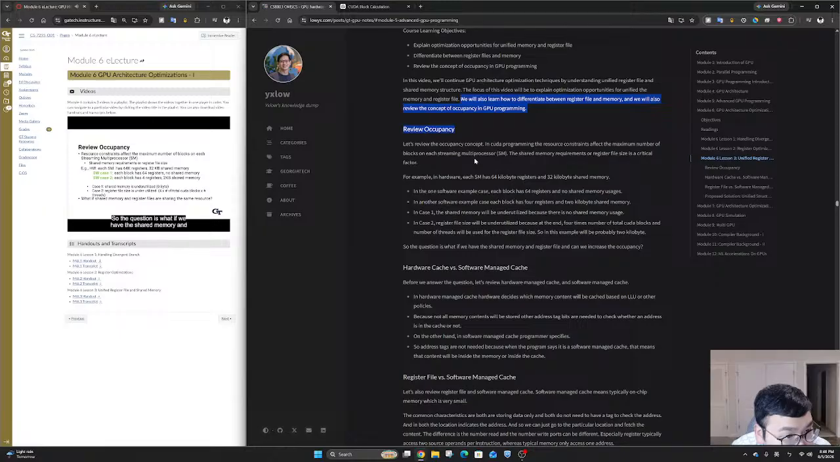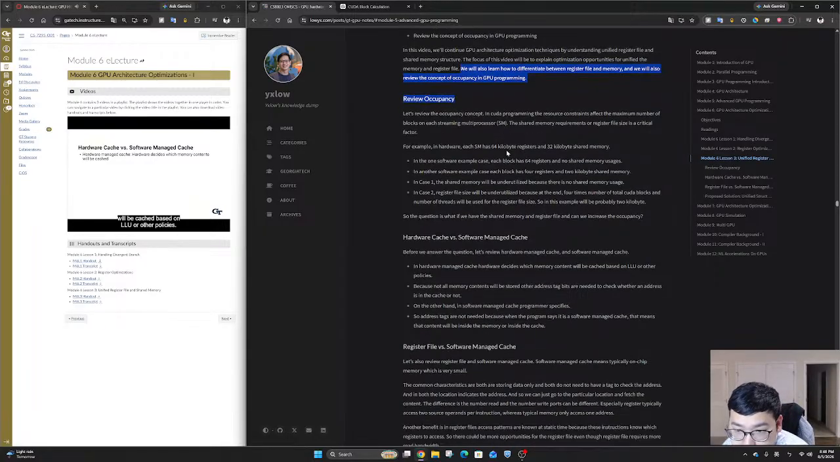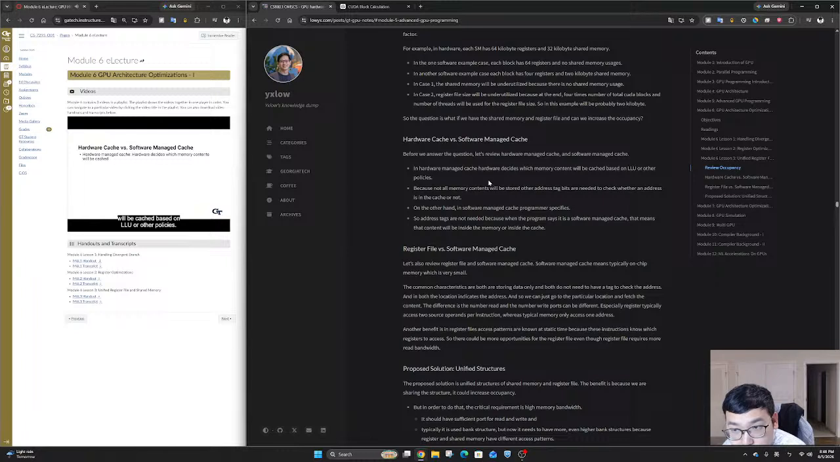So the question is, what if we have the shared memory and register file unified, and can it increase the occupancy? Before we answer the question, let's review hardware managed cache and software managed cache. In hardware managed cache, hardware decides which memory content will be cached based on LRU or other policies. And because not all memory contents will be stored, address tag bits are needed to check whether an address is in the cache or not.